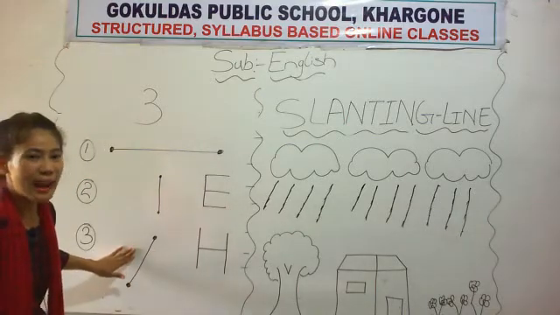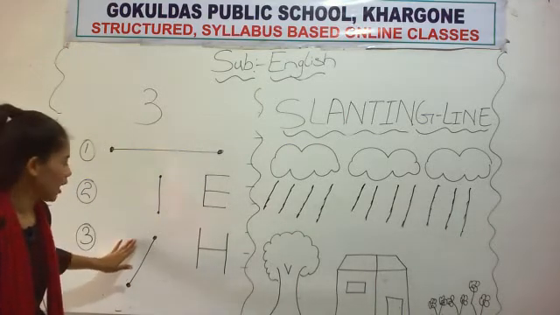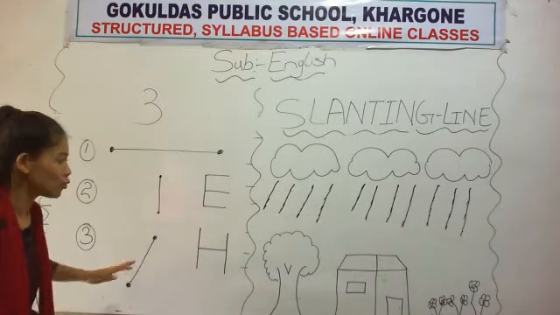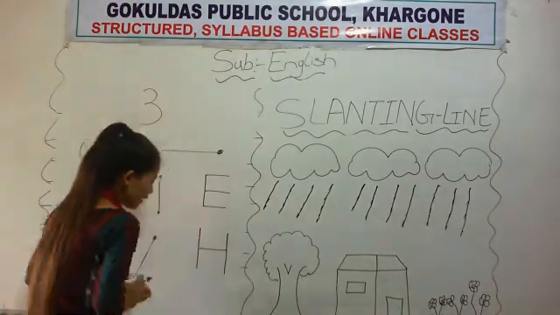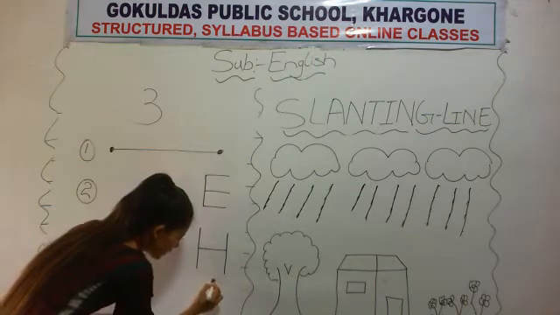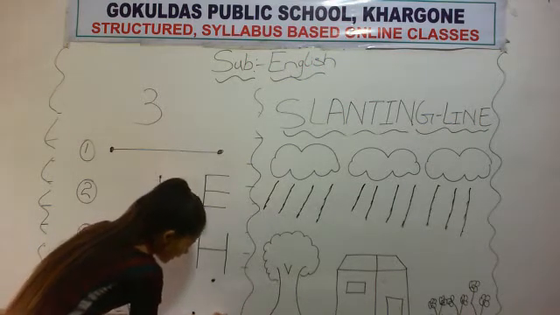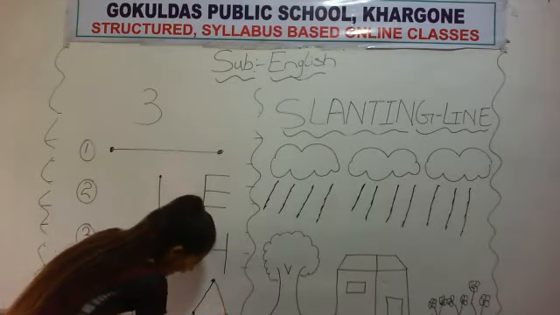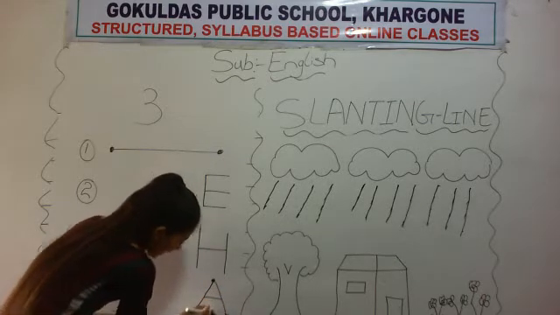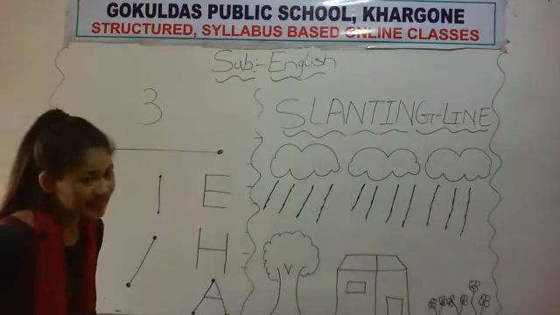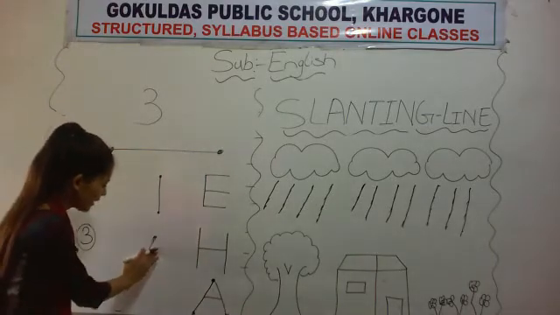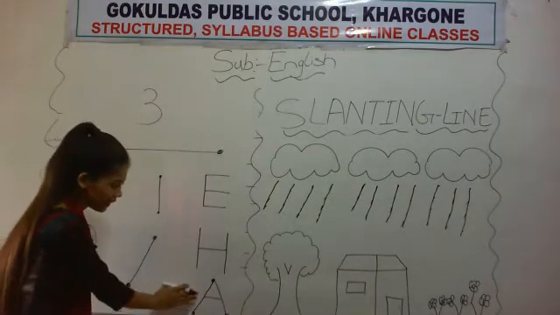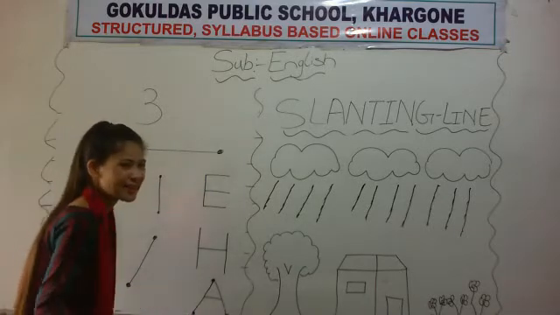Now today we have learned slanting line. With the help of slanting line, you know what we can make? We can make letter A. See, slanting line and middle sleeping line. This is letter A. With the help of this slanting line, we will be learning letter A. This is just an example.